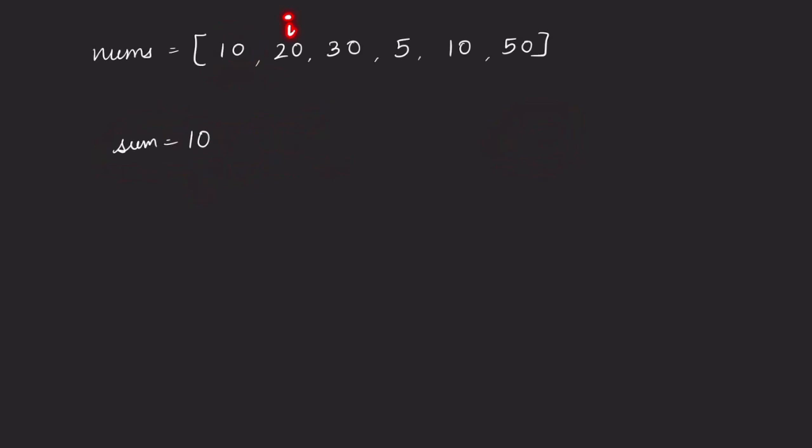And then we can compare the ith element with the previous element. If they are in ascending order, then what we can do is update the sum. We can add this ith element into the sum, right? So sum will become 30. Then i will come here. Again, we will compare 30 with 20. So they are in ascending order. So we will update the sum. Sum will become 60. Then i will come here.